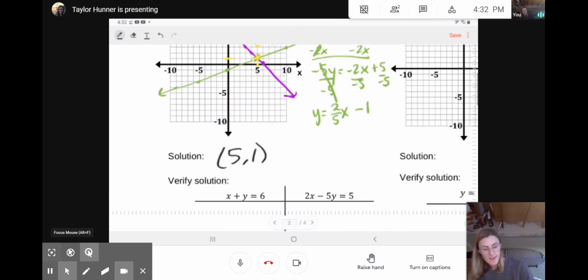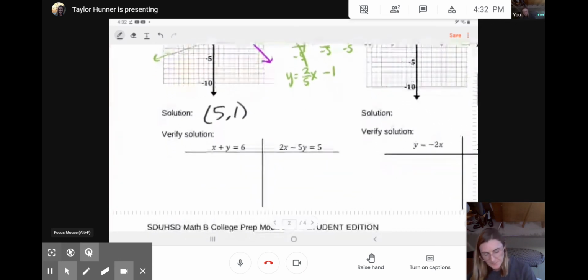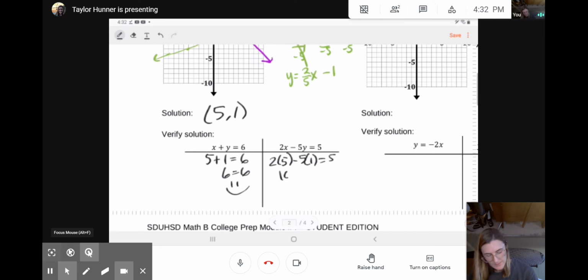And when you verify that, I need to be able to plug it into both equations to double check that I didn't accidentally graph incorrectly and that that point is actually on both of these lines. So plugging in 5 for x, 1 for y, 6 does equal 6, so that point works on that line. Plugging in 5 for x here and 1 for y here. So 10 minus 5. Well, that is also going to work on that line. So go ahead and try number 6 on your own.